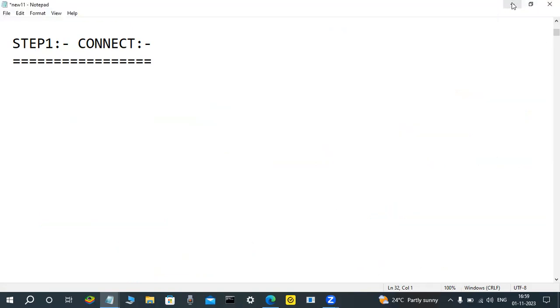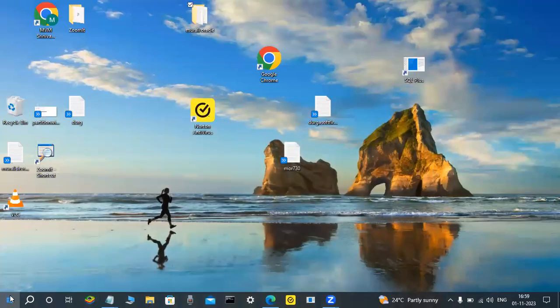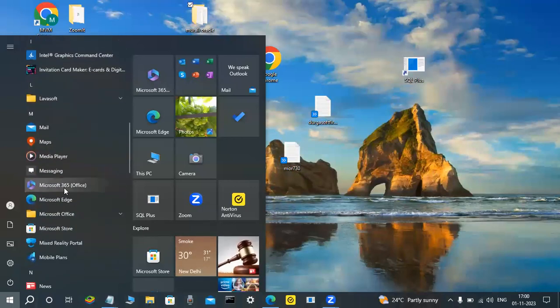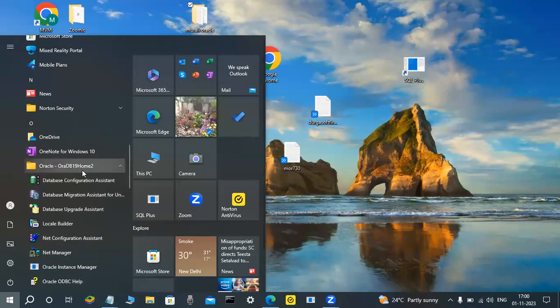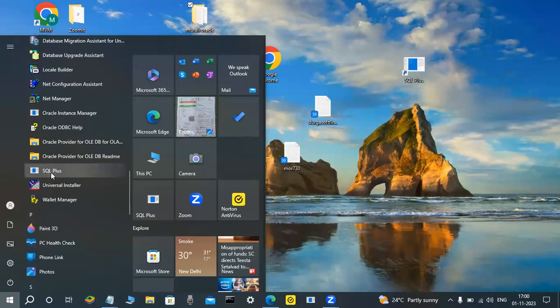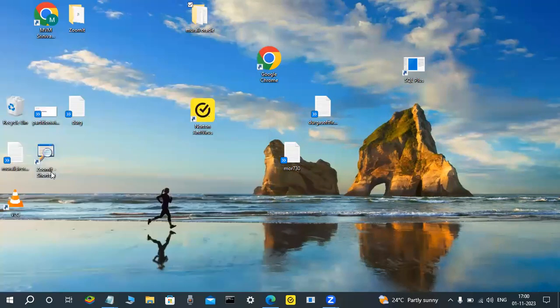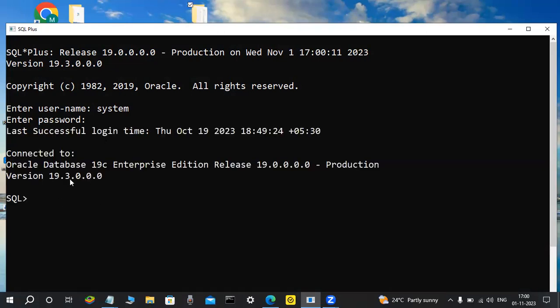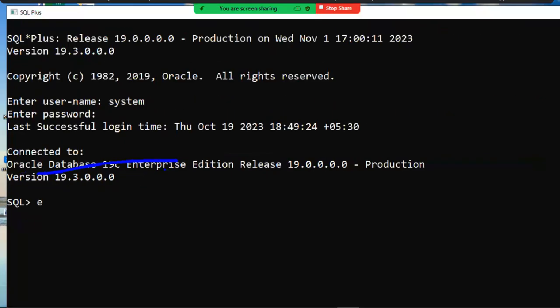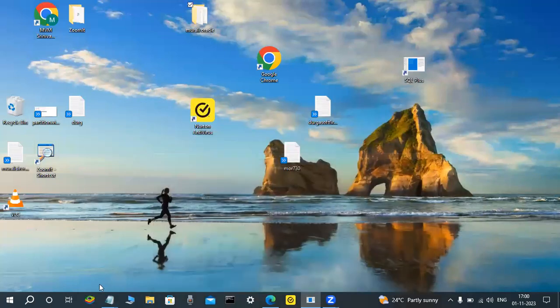Now SQL Plus is a default tool. Suppose I'm installing Oracle software. Whenever I'm installing Oracle software, automatically the SQL Plus tool is there. Don't worry, this is one of the stages I will tell you. This is a default tool. I am not installing this tool separately, but it will be there. Now this is connected to the database.